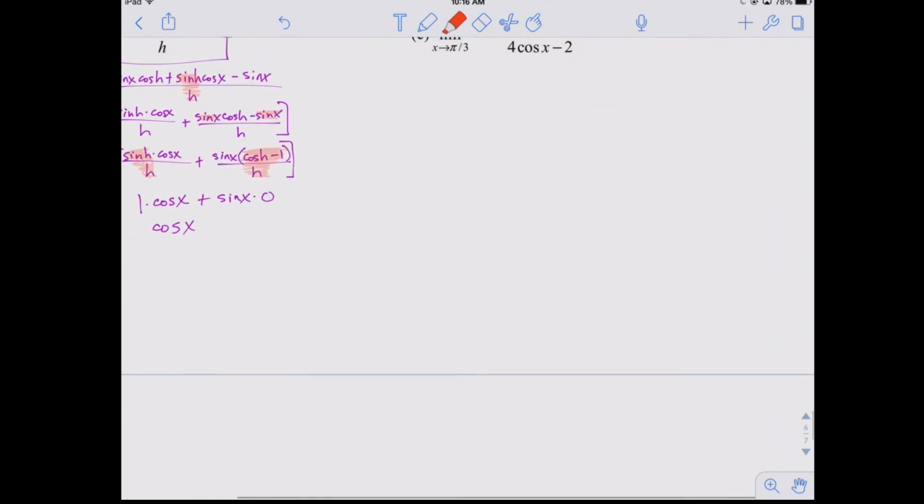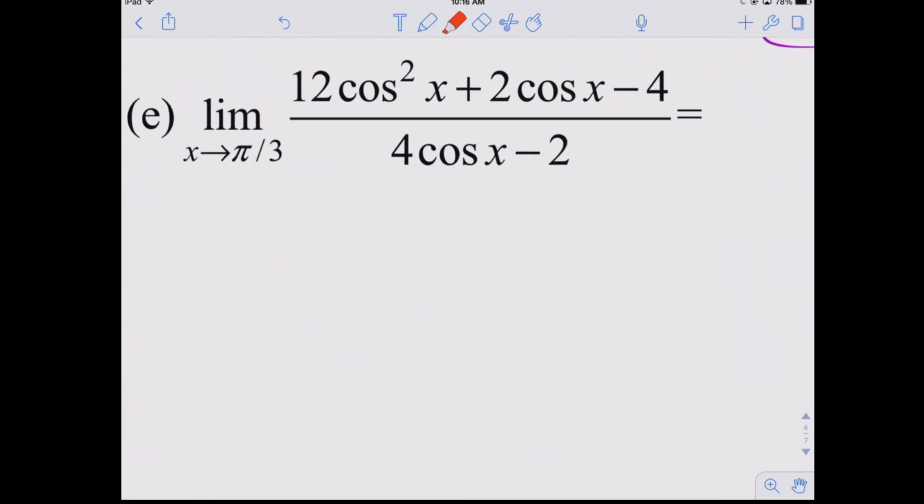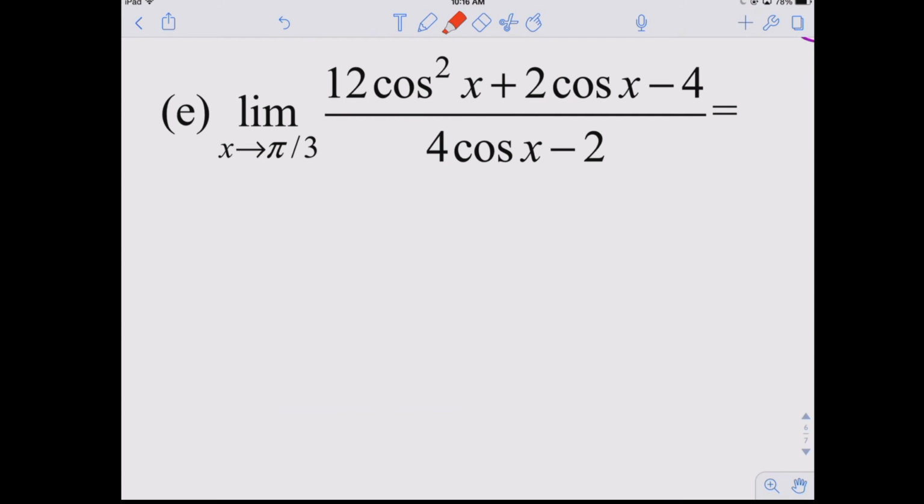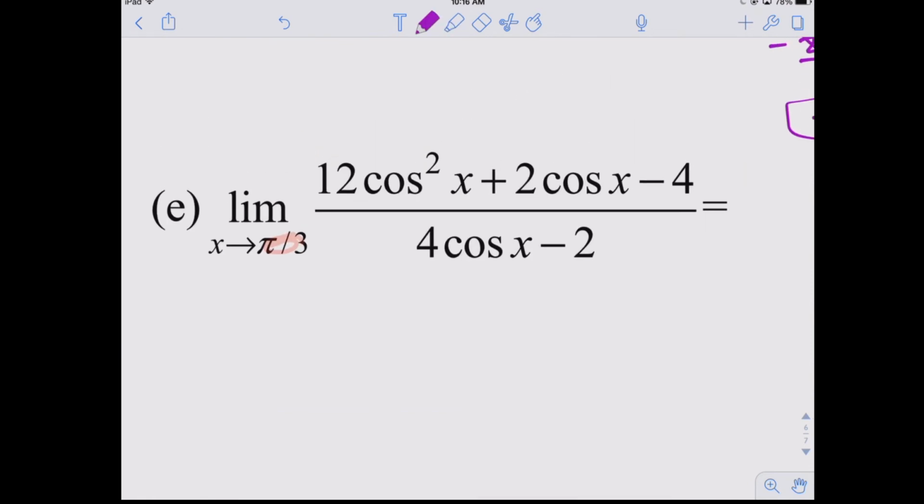All right, and the last one. Yeah, those were like the tangent of pi 30 seconds problem that was offered. All right, we have trig again. We're approaching pi thirds. What do we get when we use direct sub? Well, let's see. What's cosine of pi thirds? One half. What's 1/2 squared? 1/4. What's 1/4 times 12? 3.